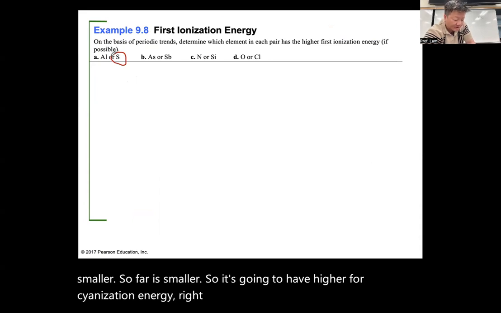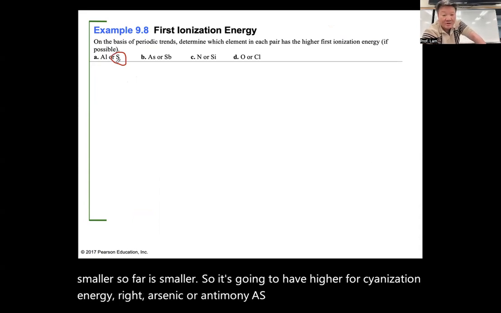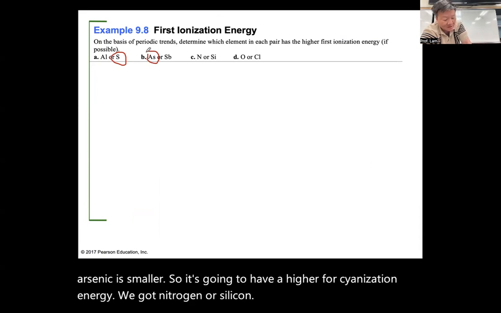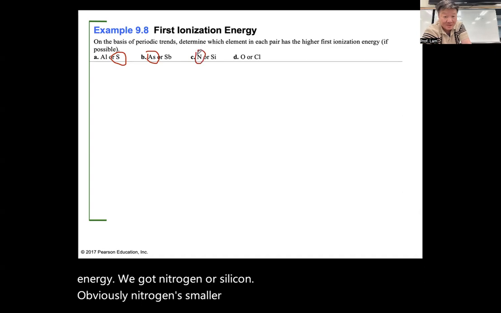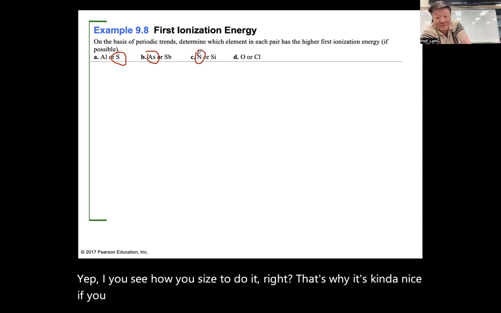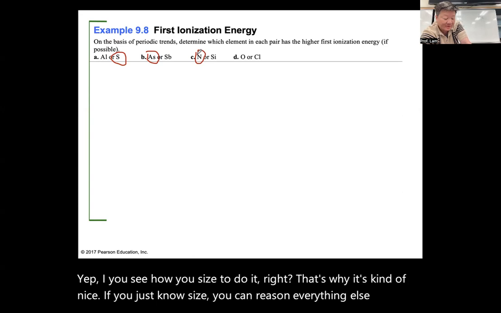Arsenic or antimony, As or Sb. Well, arsenic is smaller, so it's going to have a higher first ionization energy. We've got nitrogen or silicon. Obviously nitrogen is smaller, so yep. You see how I use size to do it, right? That's why it's kind of nice. If you just know size, you can reason everything else out.